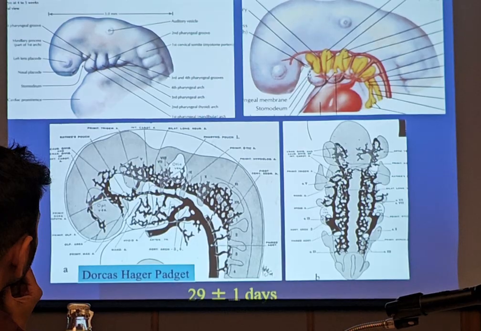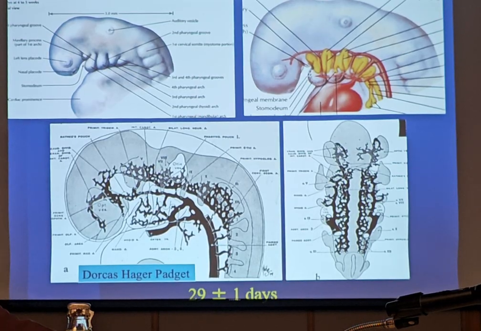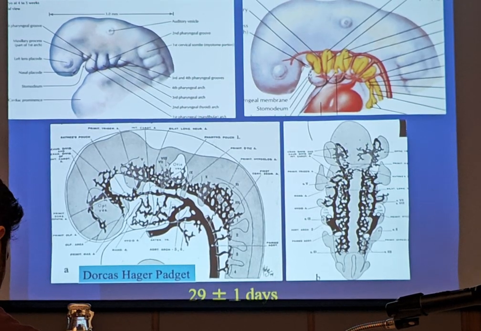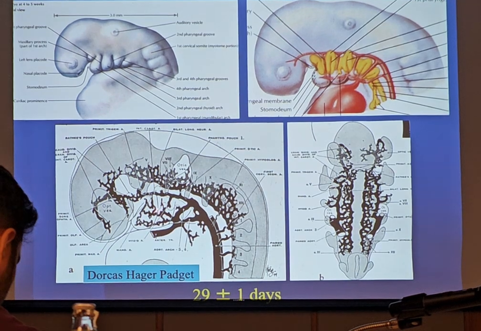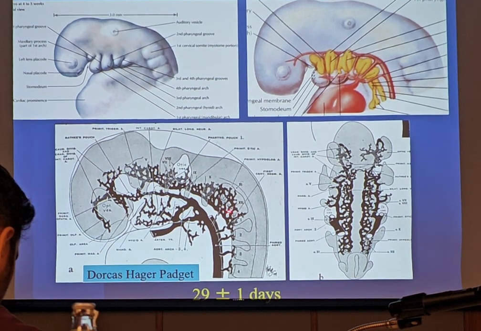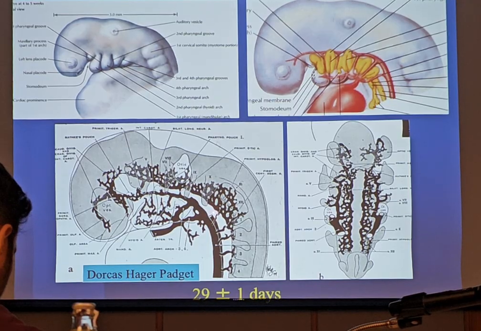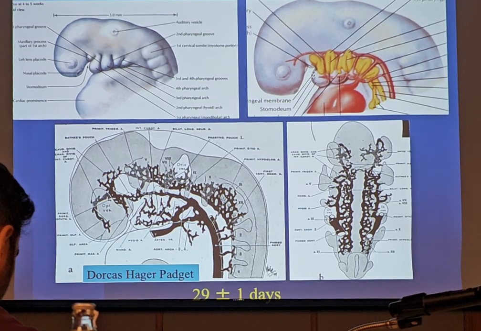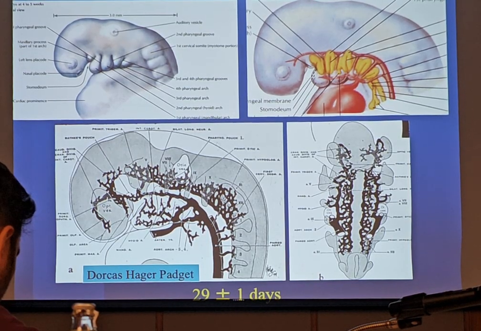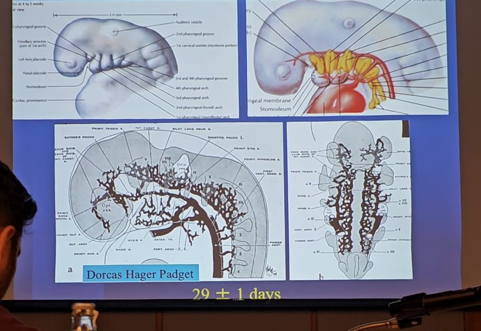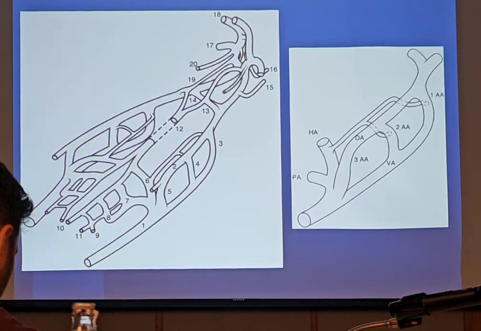Let's look at how the internal carotid artery forms. It's the same image. You can see the ventral aorta, dorsal aorta. The first, second, third aortic arch, and this is the fourth aortic arch. The sixth aortic arch is developing now. From that process, it does not stay as it is.